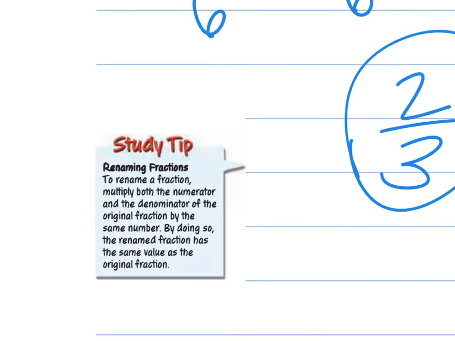Little study tip here. Renaming fractions. To rename a fraction means to change the fraction. Multiply both the numerator and the denominator of the original fraction by the same number. By doing so, the renamed fraction has the same value as the original one.